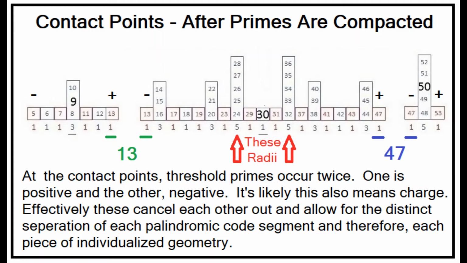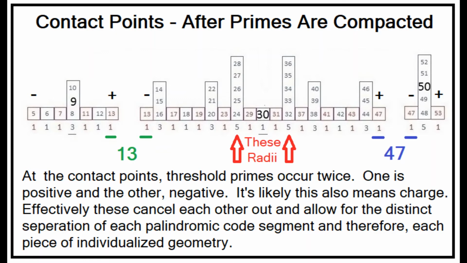In this image, we see at the contact points, threshold primes essentially occur twice. One is a positive and one is a negative. This again shows 13 is the end of center point 9's code segment. Since 9 would be the neutral point or the fulcrum, everything to the right of it would be positive, just as if 9 were at 0 and at the center of a plane. We also see here that 13 is the beginning of 30's palindromic code segment, where it would be negative. This applies to all threshold primes at these contact points.